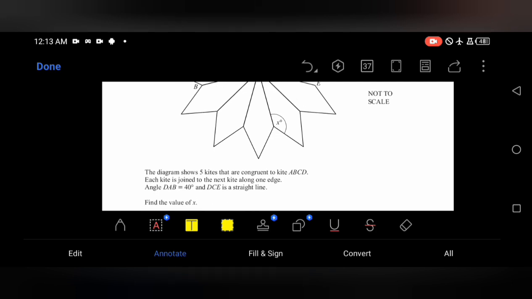The diagram shows 5 kites that are congruent to kites A, B, C, D. Each kite is joined to the next kite along one edge. Angle DAB equals 40 degrees and DCE is a straight line. Find the value of x.